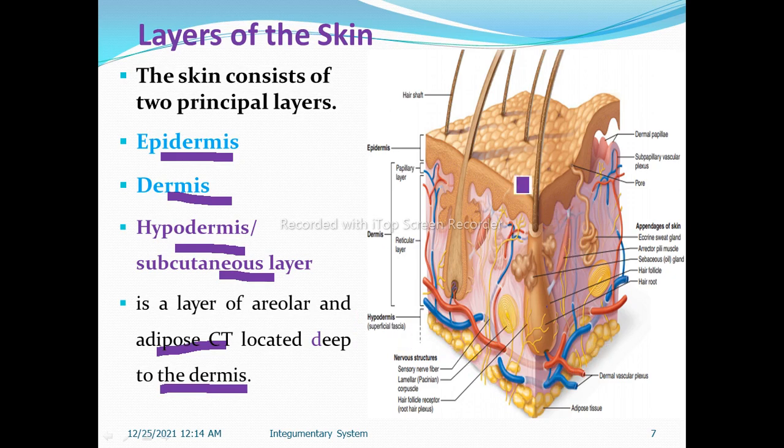So this is the skin, this is hairs, this is hair shaft. This is sebaceous glands, and this is merocrine or eccrine glands, or sweat glands. So this is blood vessels like artery and vein. All these components make up the integumentary system.